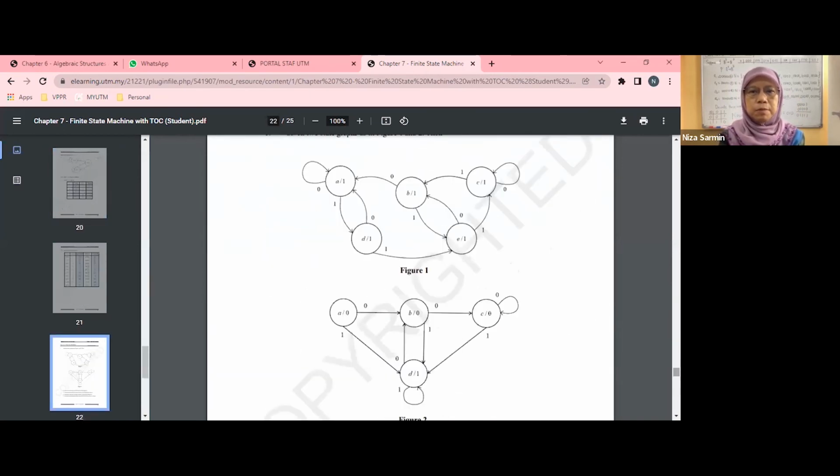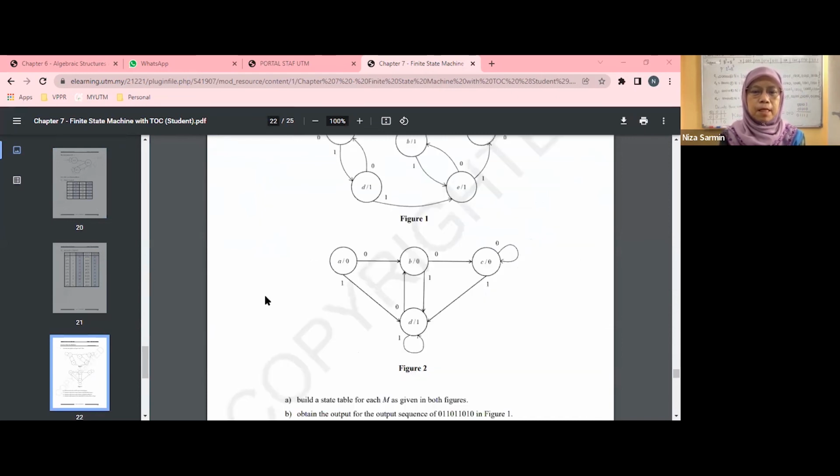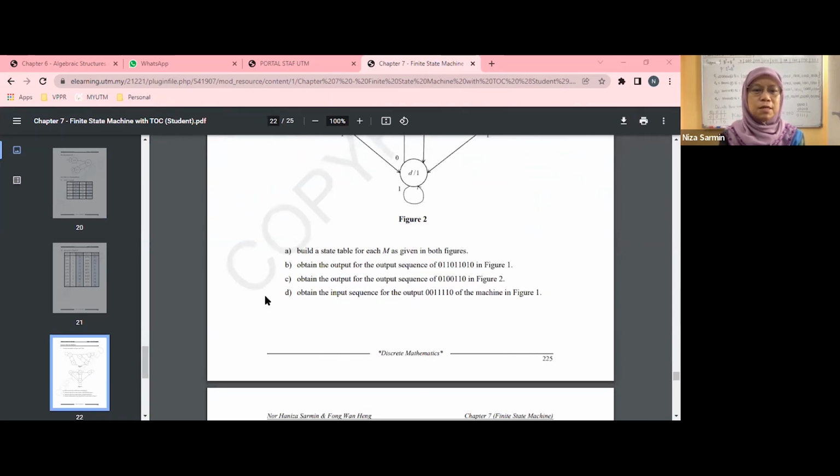Just to help you prepare, when you are studying for your final, you have to study first and don't wait for the review session, so you have questions to ask. Okay, go down, given the state graph, go down, what is the question? Figure 1, figure 2, build a state table. Find the output and find the input for the machine. Some have figure 1, some have figure 2. Okay, this is quite straightforward.